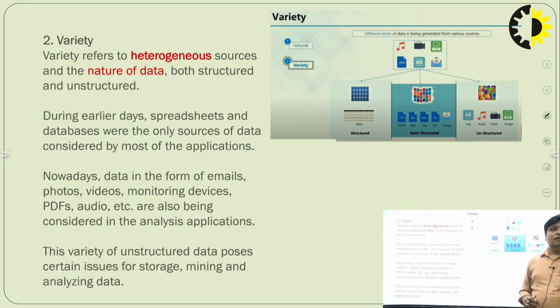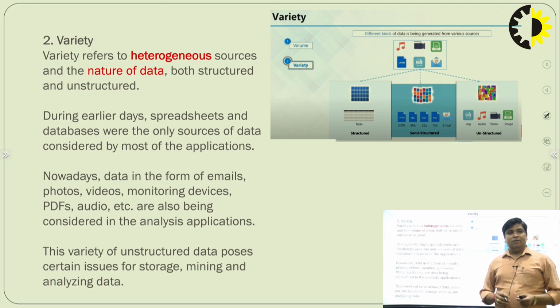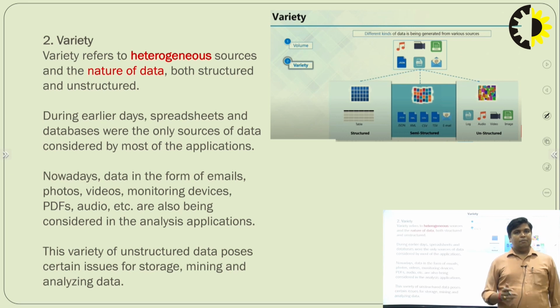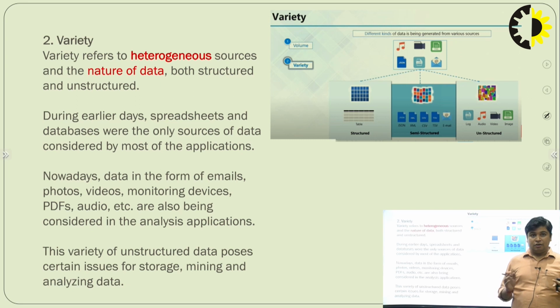Next is variety. This is again a very good characteristic while dealing with big data. According to the previous scenario, in the era of 2000 to 2009 and 2010, data was stored in databases, and the most popular databases like Oracle and MySQL store data in the form of rows and columns. But nowadays the scenario has completely changed. Why?